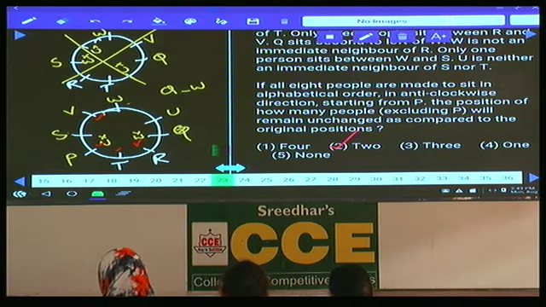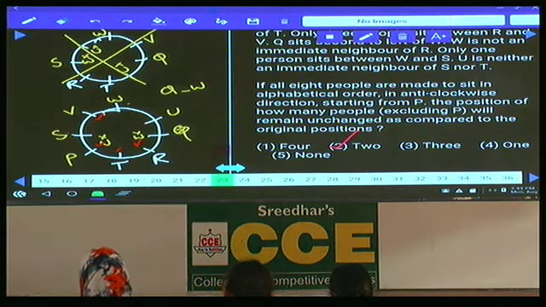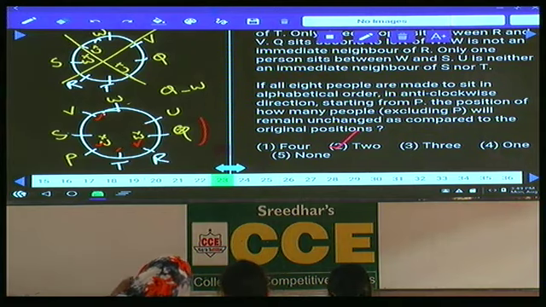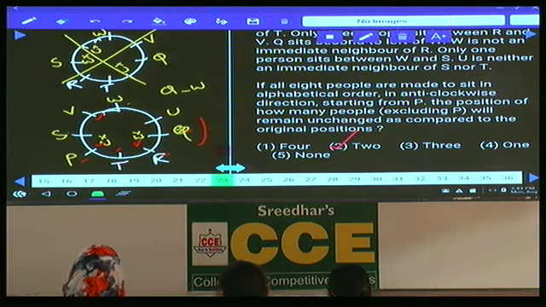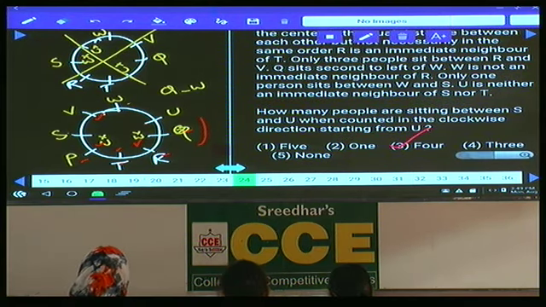The next one. How many people are in between S and U, when counted in the clockwise direction starting from U? Clockwise means in this direction 1, 2, 3, 4. There are 4 persons in between these two, that is choice 3.